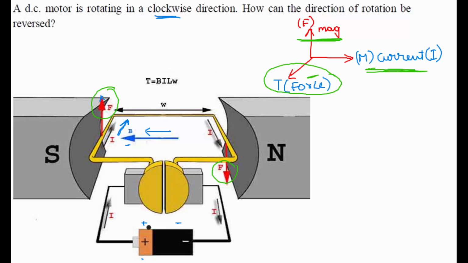So we need to change the direction of current. For changing the direction of current, what do we need to do? We need to just reverse these terminals. You need to keep the battery in this direction. This should be your positive side and this should be your negative side. Then current will start going in this direction and it will change the direction of current in the coil. So first, change the terminals of the battery.